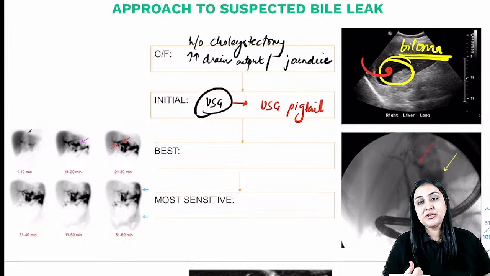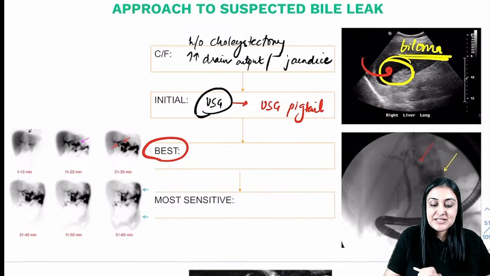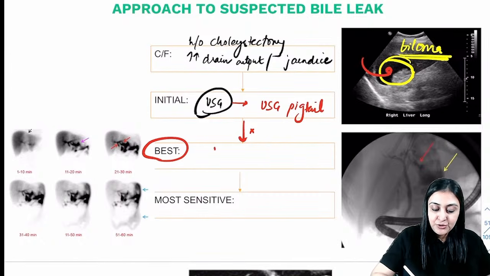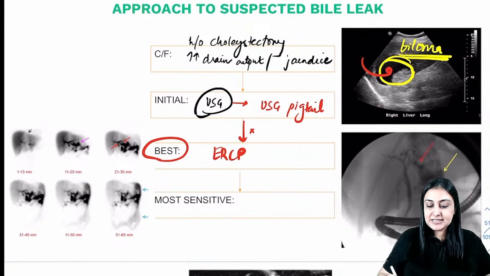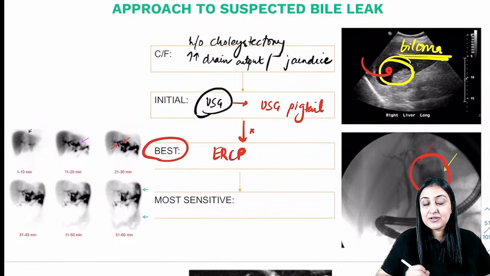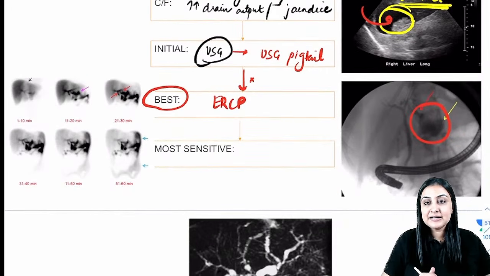small, they will resolve. But if they ask you what is the best for these leaks, or if the leak does not resolve, what do you want to do? We go ahead with ERCP. I do an ERCP, I can visualize the exact site of the leak, and I can put in a stent, and I can treat also.